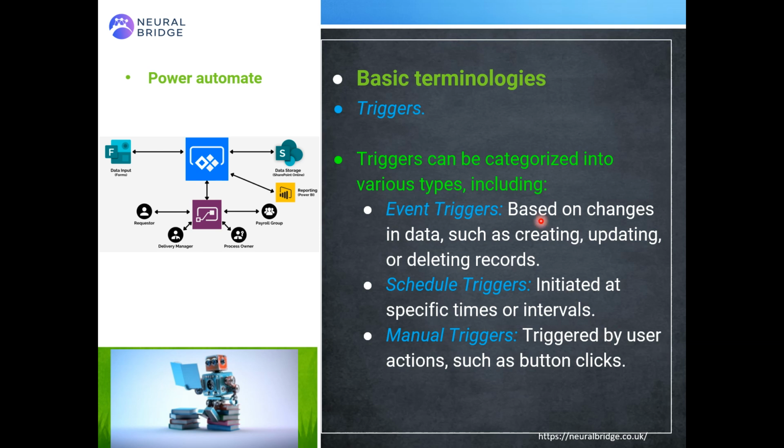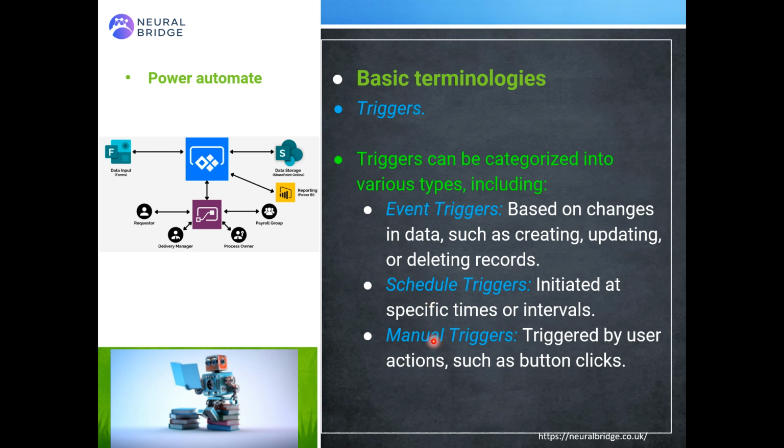So the first one, so let's say I'm gonna create a flow, and my flow will be triggered once a new entry is added to a list in SharePoint or to an Excel file in SharePoint. Okay? So once the data is updated or created, I'm gonna trigger my flow. So this is called event trigger. Scheduled trigger, so this means that I'm going to execute my flow each day at noon or each day at midnight. So this is a scheduled trigger at a specific time or specific interval.